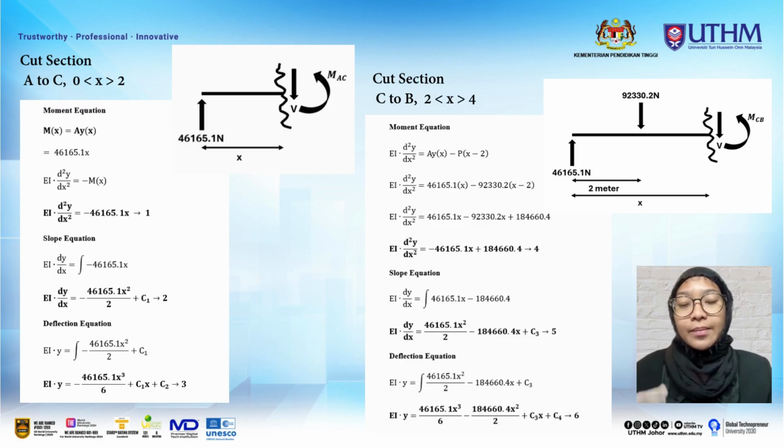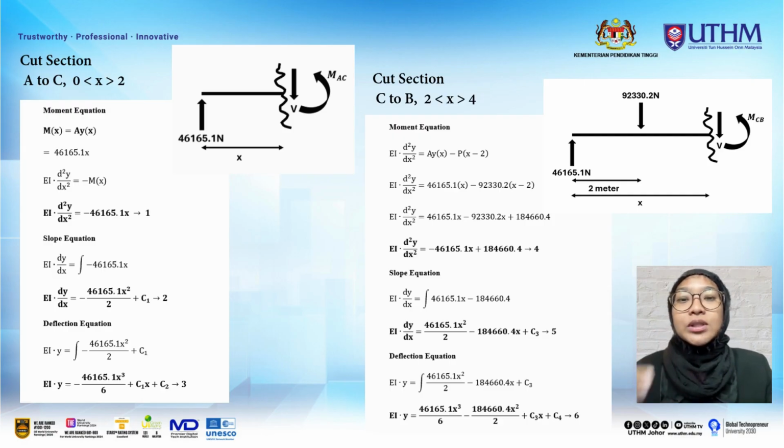So let's do the double integration for region 1. As we all know, in mechanics of materials, EI times d power of 2 y over dx power of 2 is equal to negative M(x). So starting with the moment curvature equation, EI times d power of 2 y over dx power of 2 is equal to negative 46,165.1 X. So that will be our first equation.